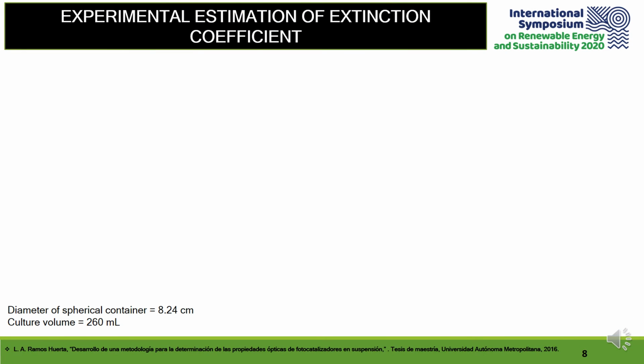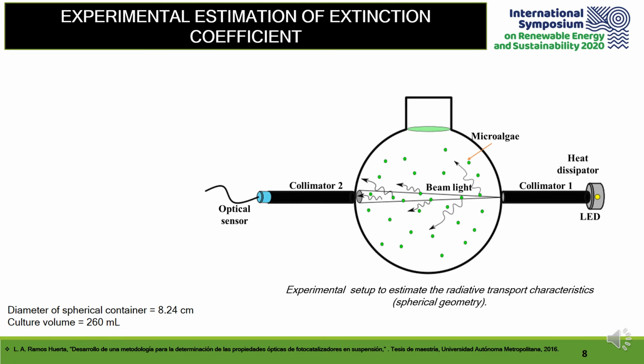From this point, the experimental setup and estimation of each radiative characteristic are presented. In this figure, the experimental setup designed and built at the UAM Iztapalapa facilities is presented. The parts of this setup are a LED as a light source adapted to a heat dissipator, two collimators with a length of 15 centimeters, a Pyrex glass spherical container, and an optical sensor. To estimate the specific extinction, it's necessary to carry out normal transmittance measurements with and without suspended microalgae.